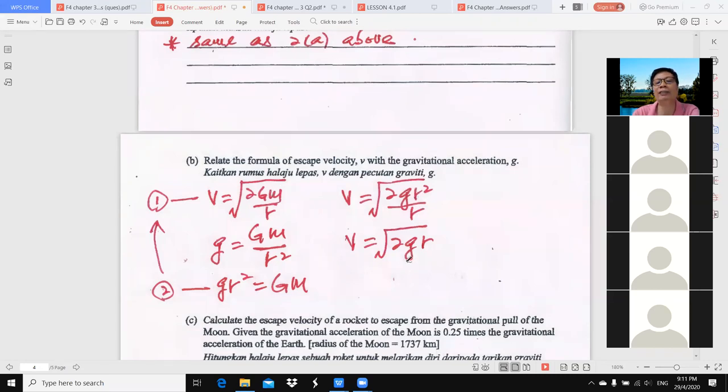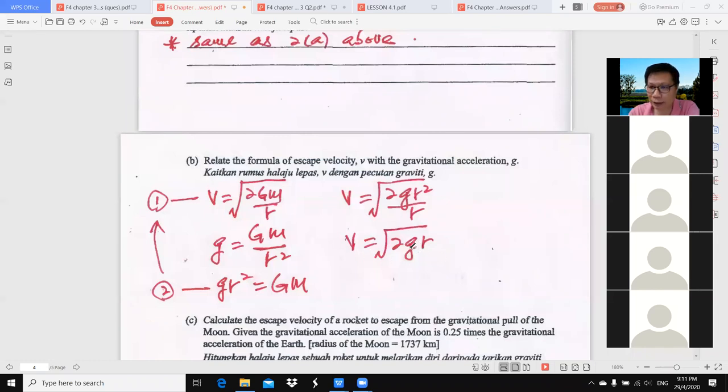So finally, you get this formula. This is another formula to find escape velocity. Remember now, we have two formulas. This one is another formula to find the velocity, square root of 2gR, okay? But we seldom use this formula. Now, the next one, I think they ask you to use this formula to calculate, right?